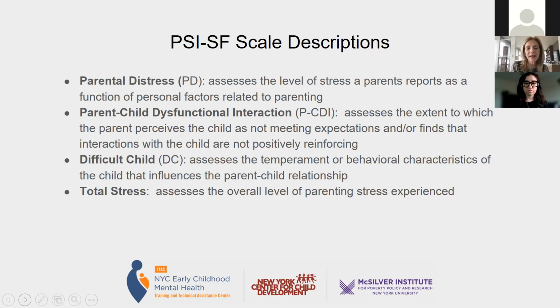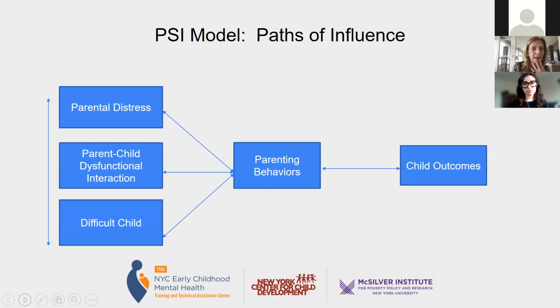The difficult child scale tries to measure how much stress is coming from the fact that this is in fact a difficult child. We all know that there are easier kids and more difficult children, and the difficult child subscale is trying to pull out how much stress is coming from that. And then the parent-child dysfunctional interaction is really where the interaction between the parent and the child is a source of stress to the parent. Something is happening in that relationship or in that interaction that is stressful to the parent. And then we have a total stress score. Okay, keep going.